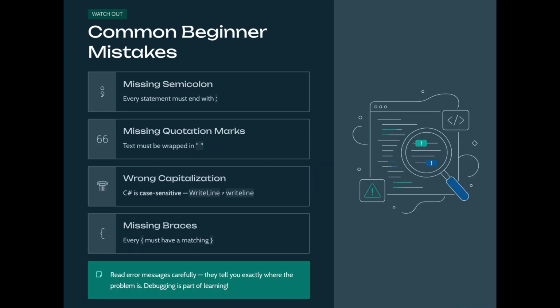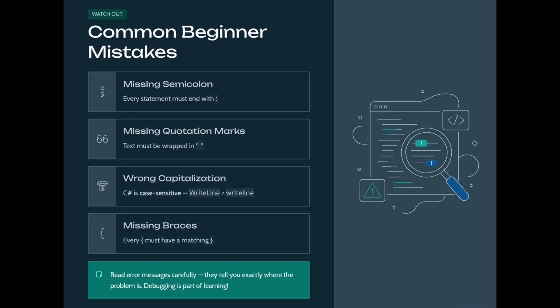Making mistakes is a normal part of learning programming, and every programmer, even professionals, encounters errors every day. Some of the most common beginner mistakes include forgetting a semicolon at the end of a statement, missing quotation marks around text, or using incorrect capitalization. Remember that C# is a case-sensitive language, which means WriteLine and writeLine are not the same. Another common mistake is forgetting to open or close braces properly, which can prevent the program from compiling.